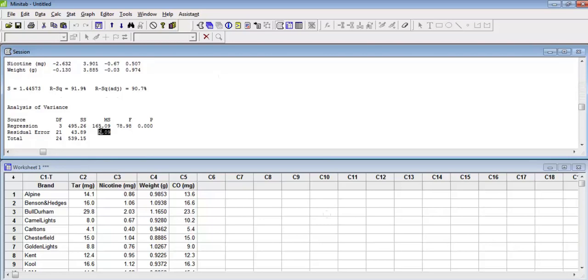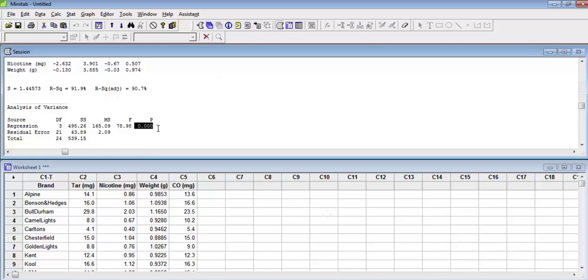Now, we want to test the significance of this model using an F-test. The null hypothesis for this F-test is when all coefficients are 0. The alternate hypothesis is where at least one of the coefficients is non-zero. In Minitab, this exists in this analysis of variance section. As we can see, the F value is 78.98 and our p-value is close to 0. Since the p-value is close to 0, we reject the null hypothesis. This means that at least one of the coefficients is non-zero.